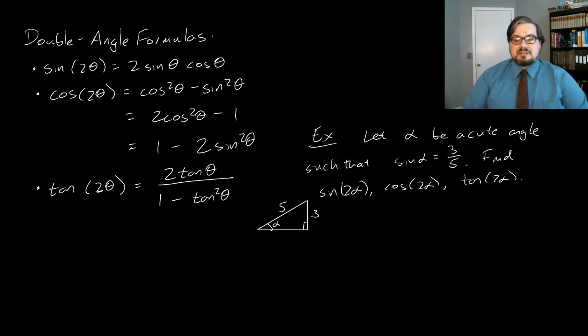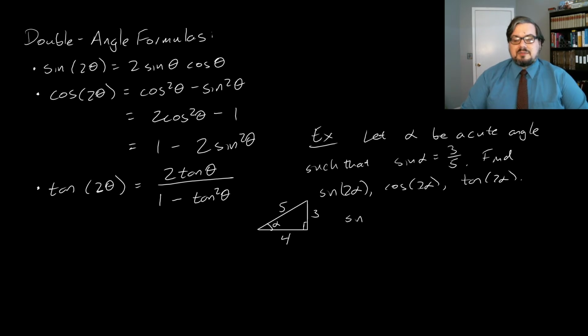So because alpha is acute, we can use an actual triangle in order to measure it. And it turns out that if sine of alpha is 3/5, then that means that we can label the opposite side 3, the hypotenuse 5, and therefore the adjacent side is 4 by the Pythagorean theorem.